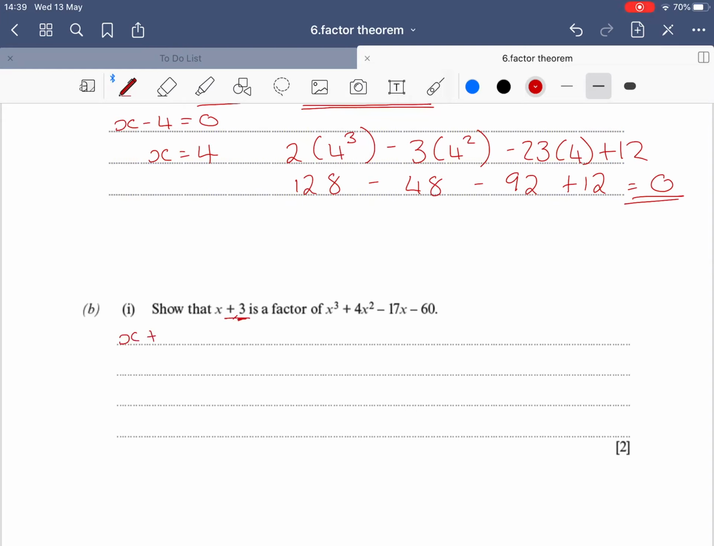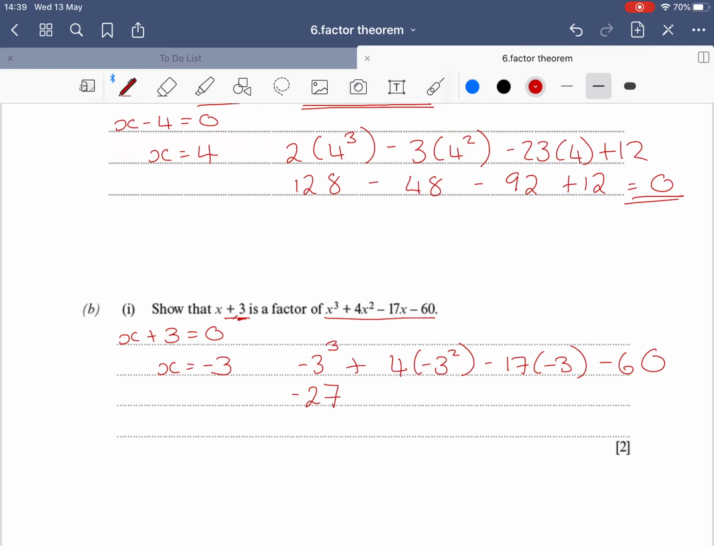So when x plus 3 equals 0, x would have to be minus 3. Be very, very careful on this one because we've got negatives. We're going to substitute in x equals minus 3 into our equation. We're going to do minus 3 cubed plus 4 times minus 3 squared minus 17 times minus 3, careful there, take away 60. So minus 3 cubed is minus 27.